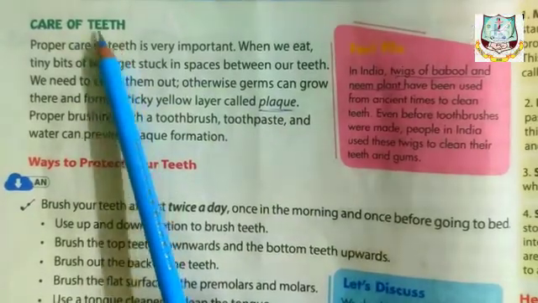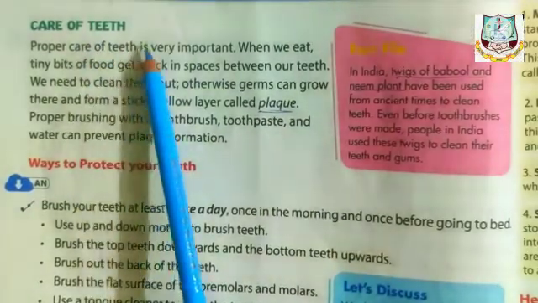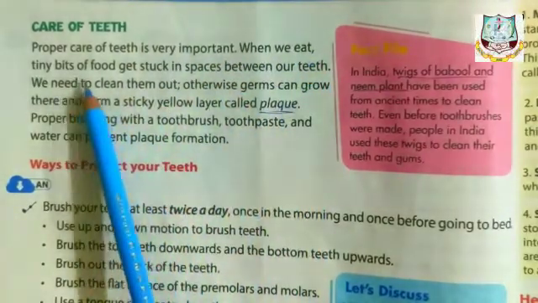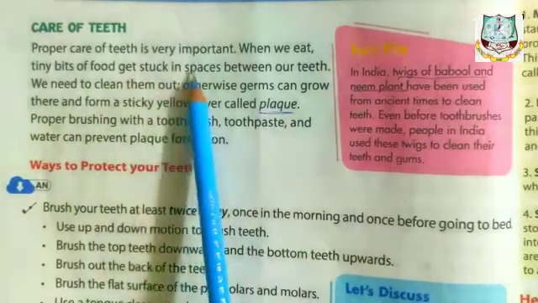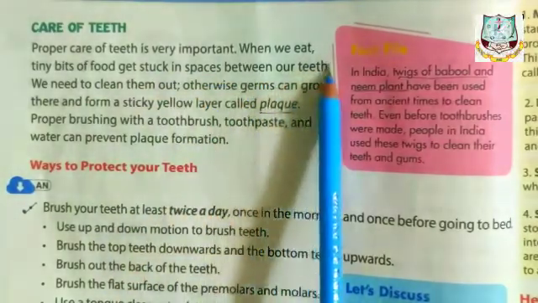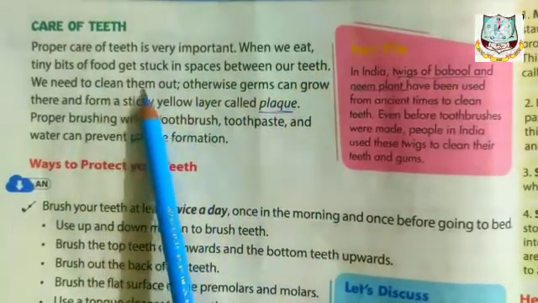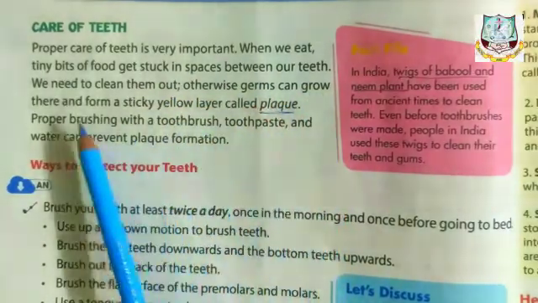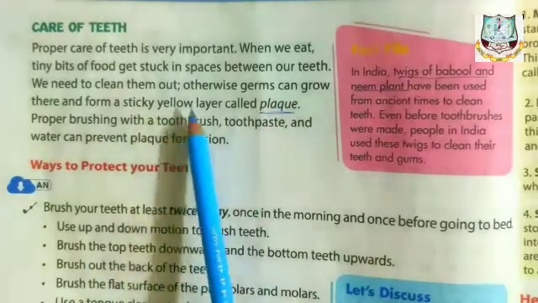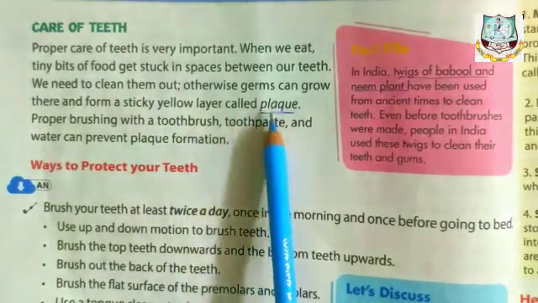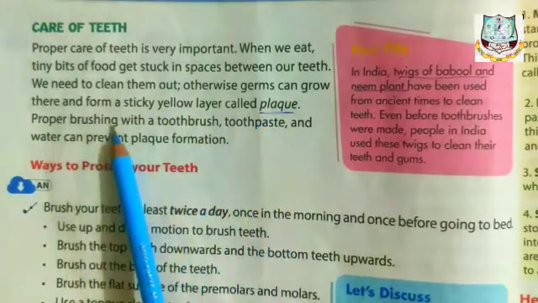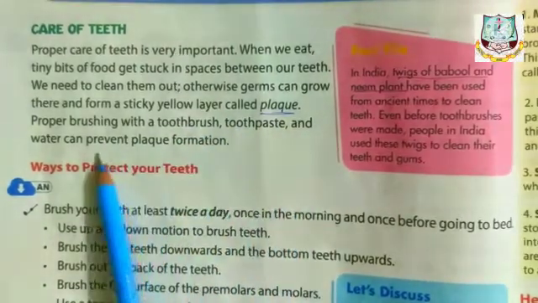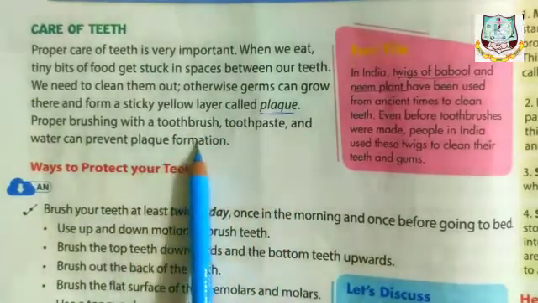Next, care of teeth. Proper care of teeth is very important. When we eat, tiny bits of food get stuck in spaces between our teeth. We need to clean them out. Otherwise, germs can grow there and form a sticky yellow layer called plaque. Proper brushing with a toothbrush, toothpaste and water can prevent plaque formation.